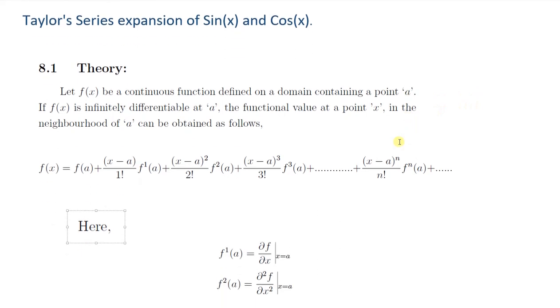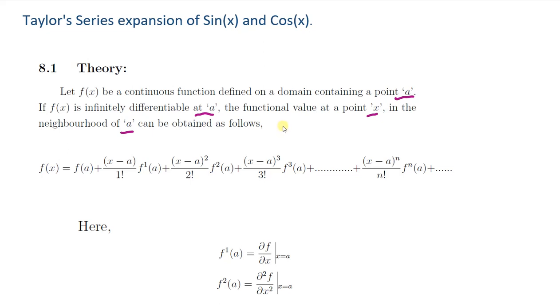The theorem is, if f of x is a continuous function defined on a domain containing a point a, so this function is having a particular value at the point a, and if the function is infinitely differentiable at a, the functional value at a point x in the neighborhood of a can be obtained using Taylor series expansion.